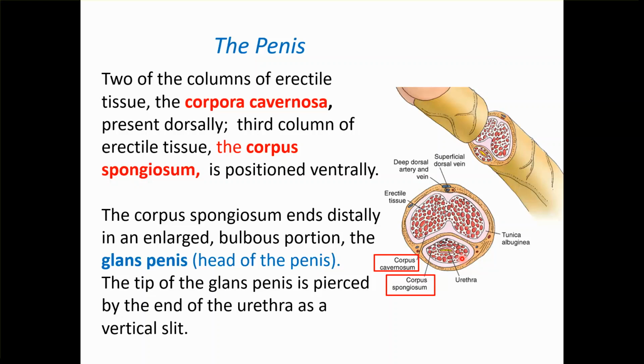The corpus spongiosum ends distally in an enlarged bulbous portion, the glans penis, which is called the head of the penis. The tip of the glans penis is pierced by the end of the urethra as a vertical slit. You can see the vertical slit of the urethra is present in the corpus spongiosum. You will not see it in the corpus cavernosum. You can also see the outer covering of the corpus cavernosum, which is the tunica albuginea. Also you can notice some blood vessels: the superficial dorsal vein and the deep dorsal artery and vein.